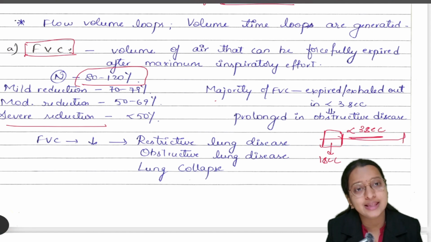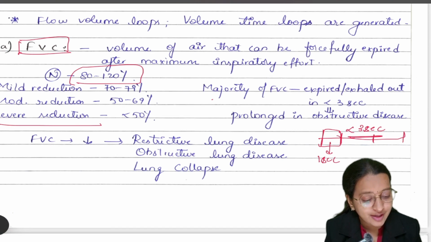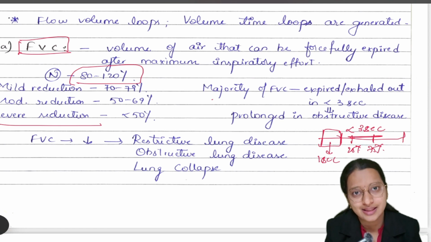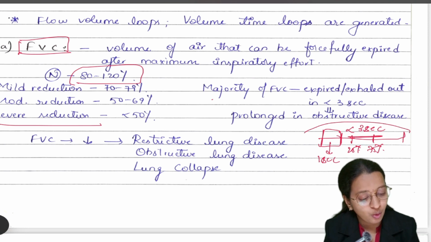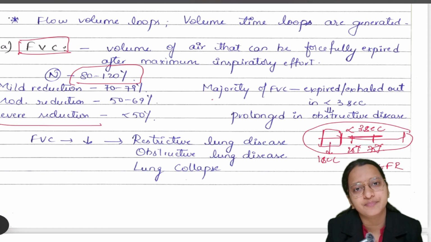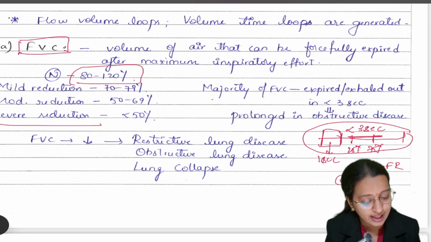Later, I'll calculate the amount of air exhaled out in the mid half of the maneuver, that is at 25 to 75%. That is the second thing. That is forced expiratory flow at 25 to 75%. And the third thing is you'll be calculating what is the maximum flow rate during the whole procedure. That means it is your peak expiratory flow rate.